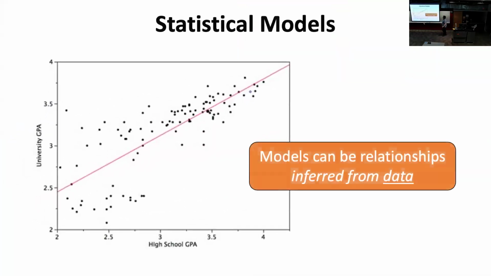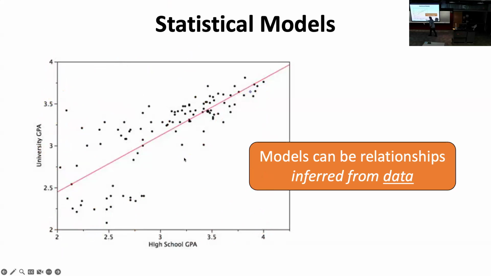And so one of the things is statistical models. You can get a bunch of data. So here's data on high school GPA, and here's data on university GPA. Every point is a person. So this particular person had a low high school GPA but a high university GPA. This person had a high high school GPA, and this person here had a high school GPA and a high university GPA, and so on.